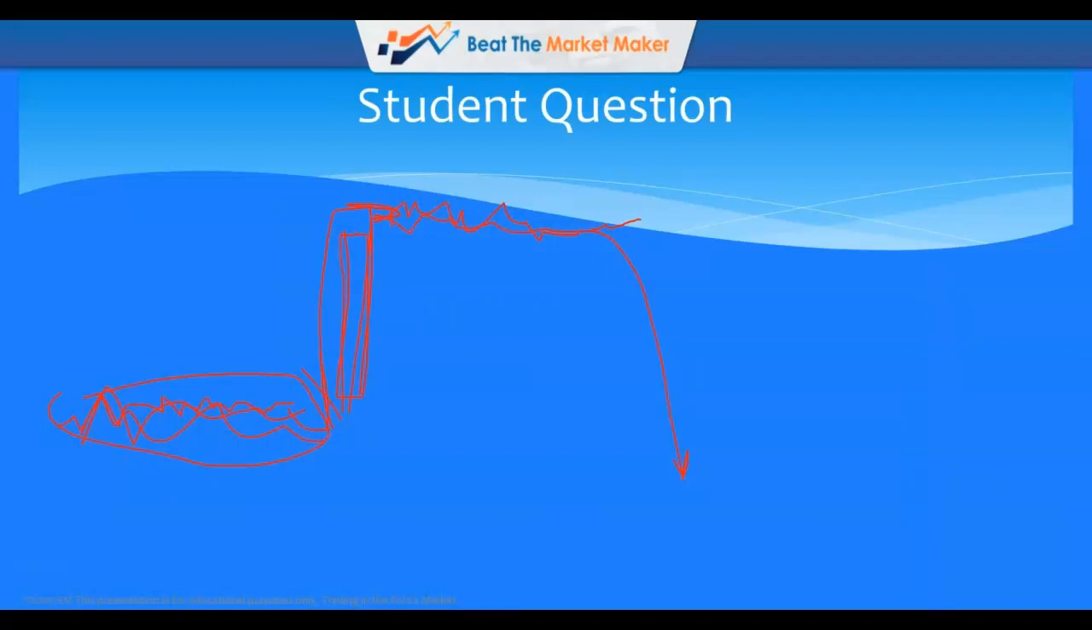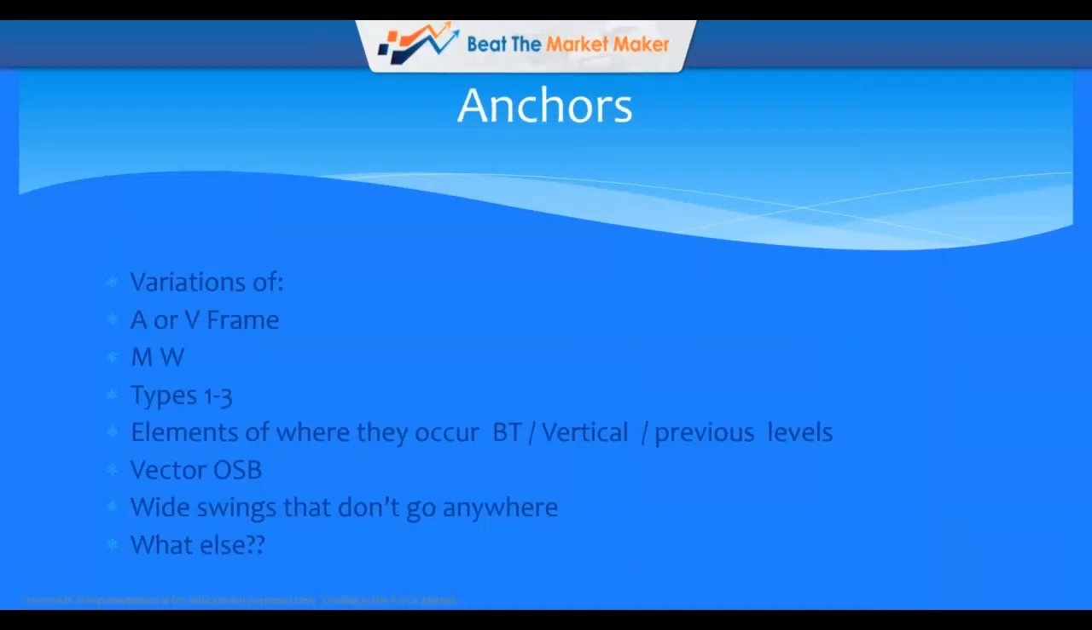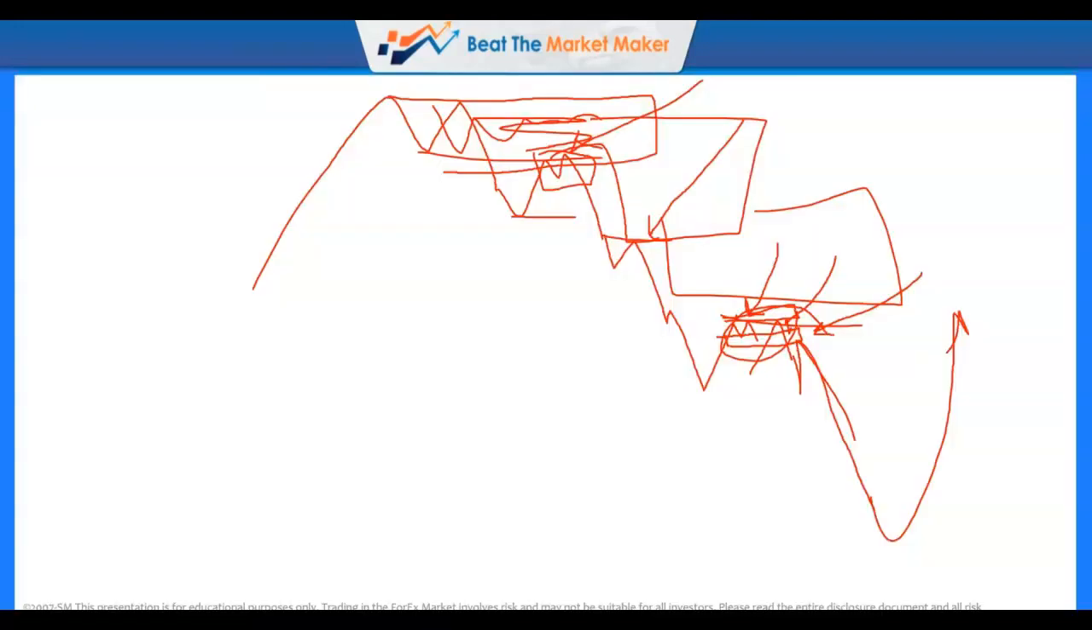All right. So can you make an anchor? Can you identify an anchor? Do you know what an outside bar looks like? Do you know what the wide swings that don't go anywhere look like? The wide swings tend to stay in the confines. What else can you think of that would help you find an anchor? We didn't talk about three pushes into a level, right?